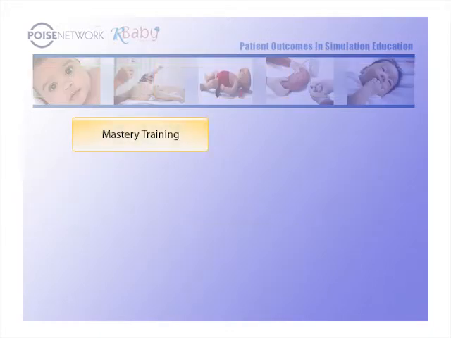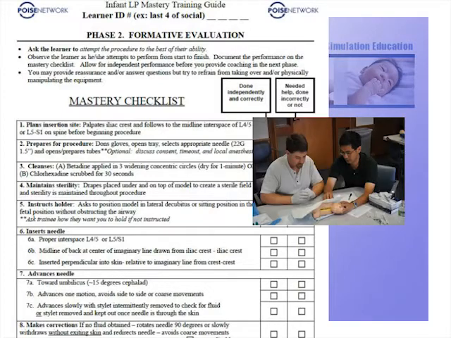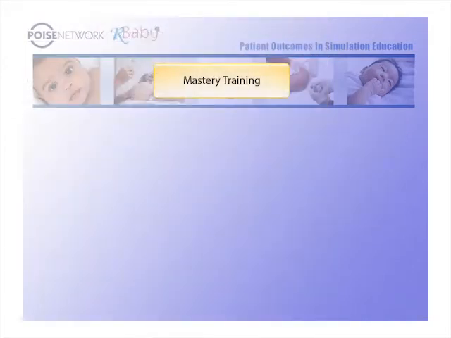The Mastery Training session is a one-on-one direct coaching session between you and the learner. This session is competency-based with the goal to achieve mastery of all components of the infant LP before the session ends. Your goal for Mastery Training is to custom tailor your teaching to address the learner's specific needs and deficiencies. Mastery Training has 4 phases.